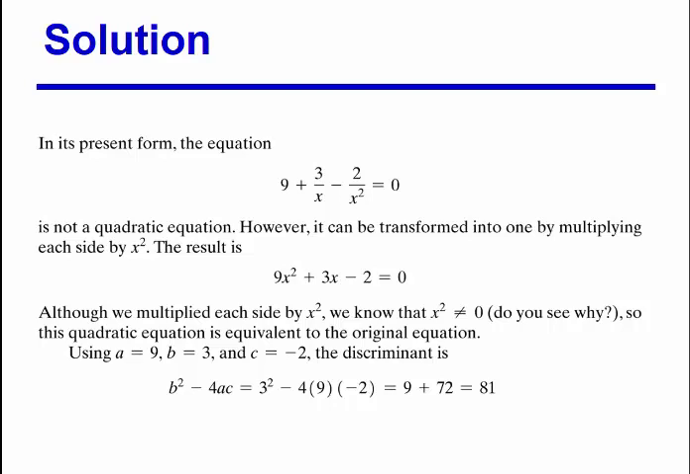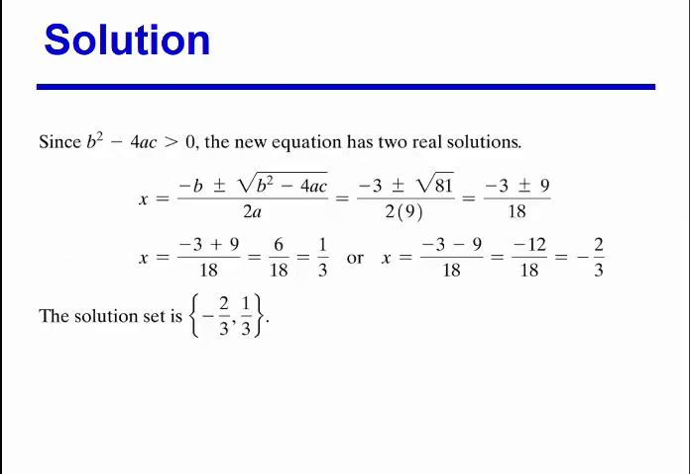So now we have a, b, and c. We find the discriminant is 81. So we know it's greater than 0, so that has two real solutions. We plug it into the formula, and we get negative 2/3 or 1/3. The quadratic formula will solve any quadratic equation.